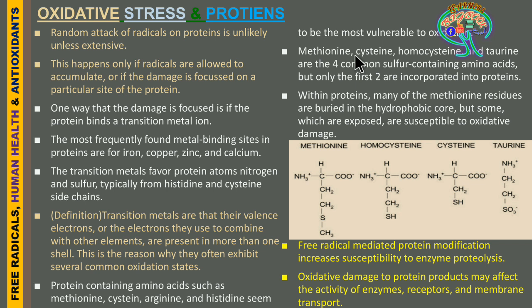Here the point is going to change to the sulfur side, so don't confuse this particular point with the previous points. Methionine, cysteine, homocysteine and taurine are the four common sulfur-containing amino acids, but only the first two are incorporated into proteins. So majorly methionine and cysteine are incorporated in the proteins, as they have sulfur in them. It is going to be the site of the reaction of the oxidative radicals.